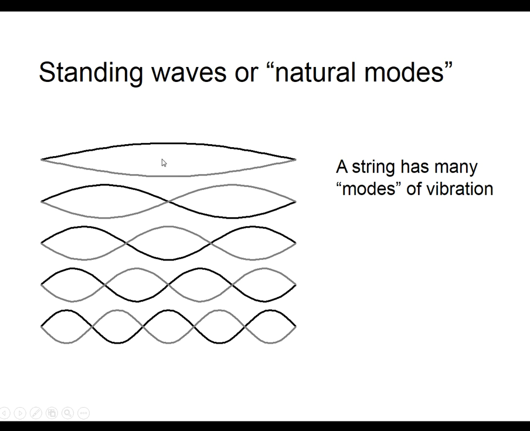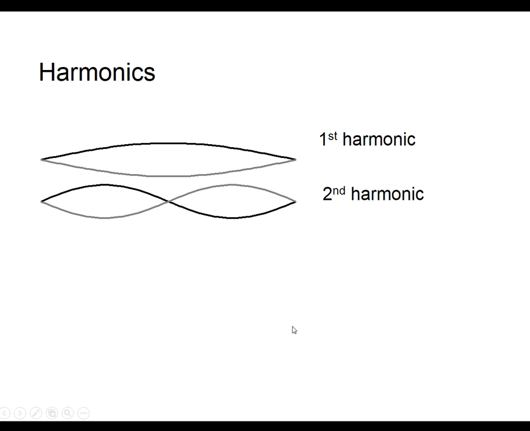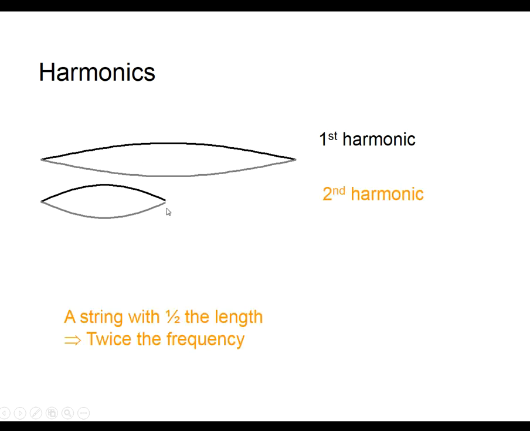It turns out that's not the only way that a string can vibrate. You can also vibrate it so that there's up and down on this side, up and down on this side, but in the center it's not actually vibrating at all. Similarly, if we kept going, we could see that there's some vibration here, here, and here, but not at these two places in the center, and so on and so on. And so we call these harmonics. This is going to be the first harmonic. This will be called the second harmonic.